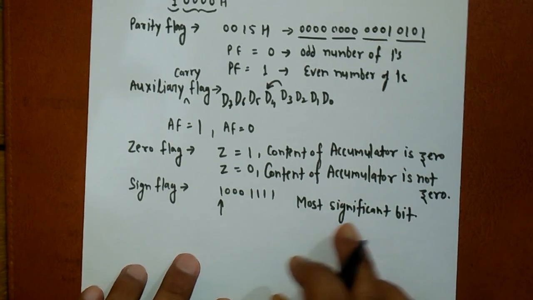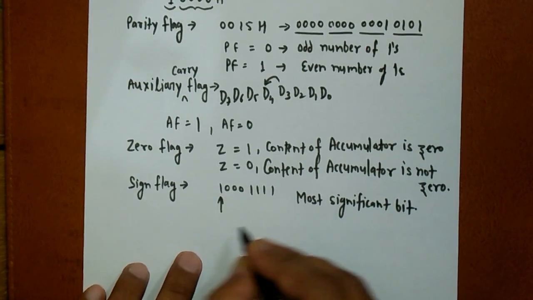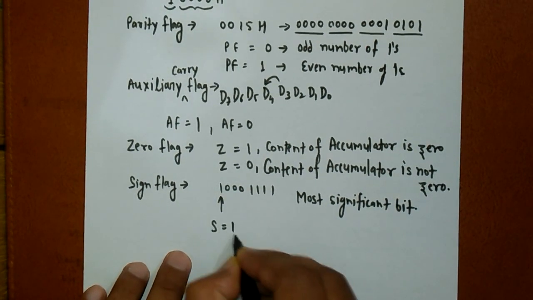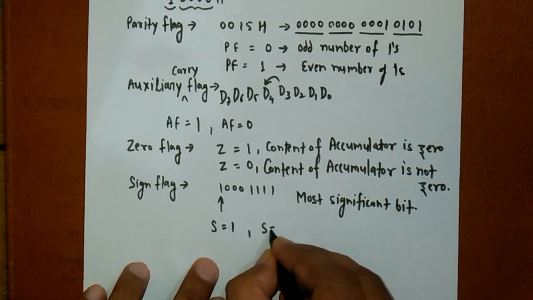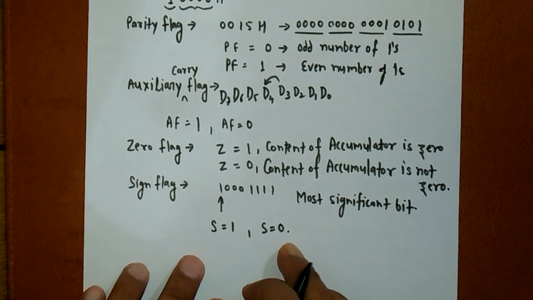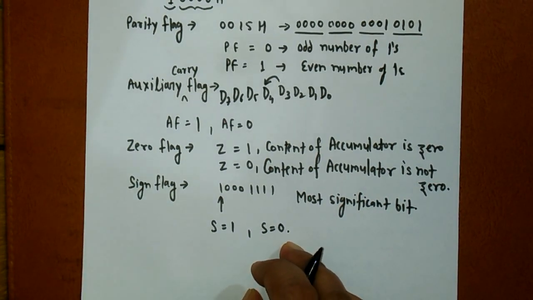If at the place of the most significant bit a 1 is present, then the sign flag will be 1, and if a 0 is present at that place, then the sign flag will be 0. So this basically reflects whether the number is positive or negative.